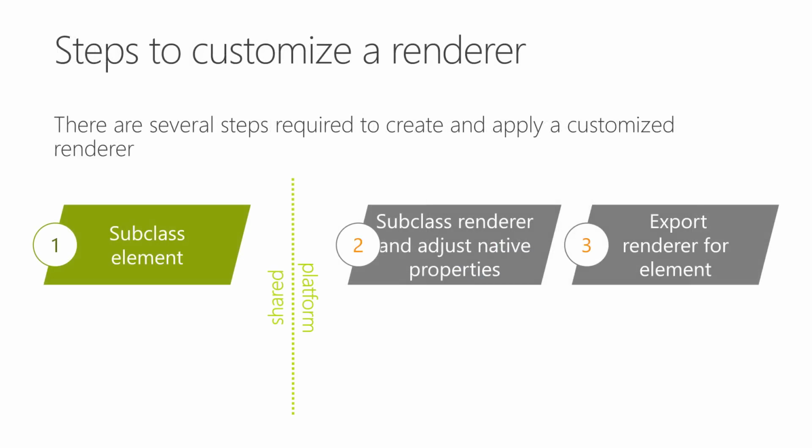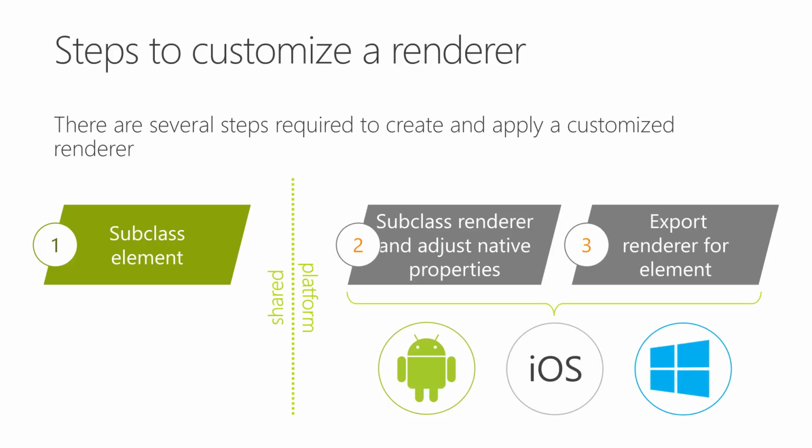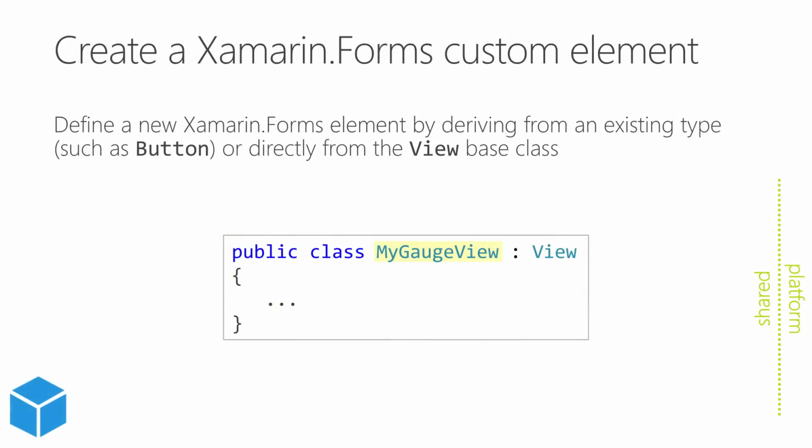There are a few different steps that we need to complete to create and apply a customized renderer. First, we'll need to subclass the Xamarin.Forms element to create a unique element. Second, we'll subclass the platform-specific renderers and adjust the properties on the native control. Third, we need to export the renderer so that the custom renderer is used for our derived element. Keep in mind, steps 2 and 3 are platform-specific, so they need to be repeated on every platform that you want to support.